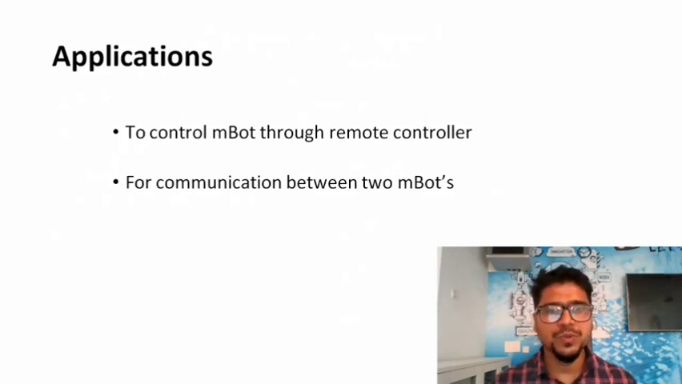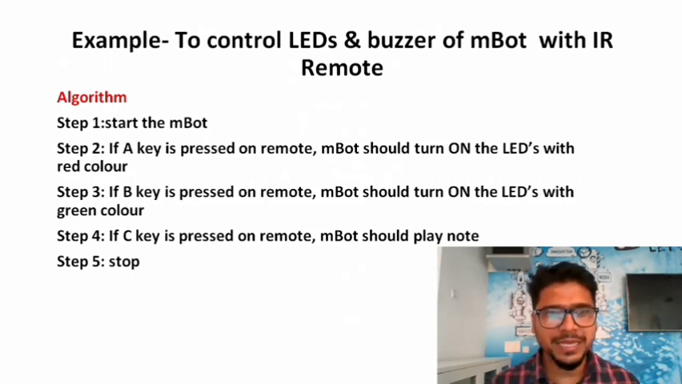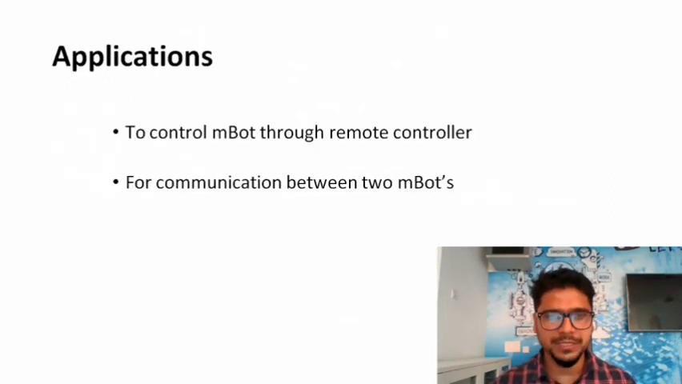Let us discuss about application of infrared sensor. It is used to control mBot using IR remote, and we'll also be able to set up communication between two robots, that is two mBots. Let us take an example to program mBot to perform specific task with the click of particular button of IR remote.